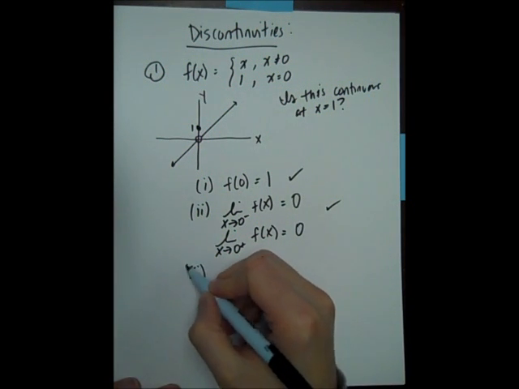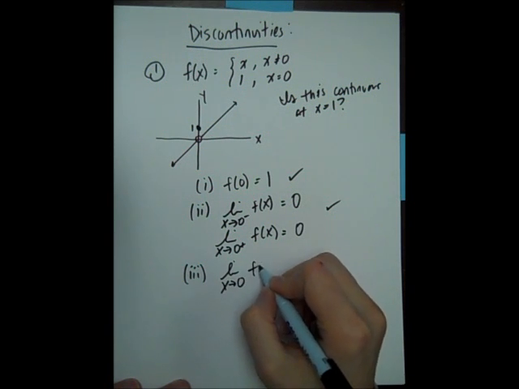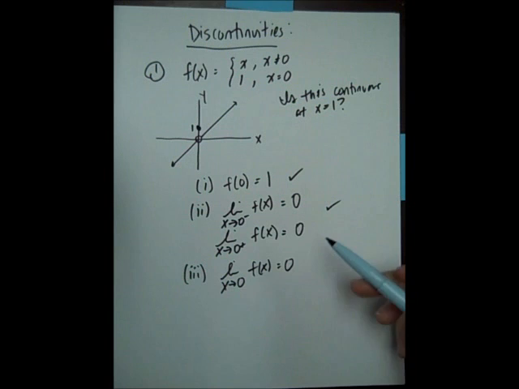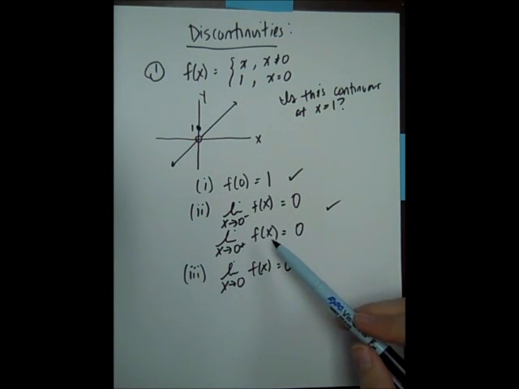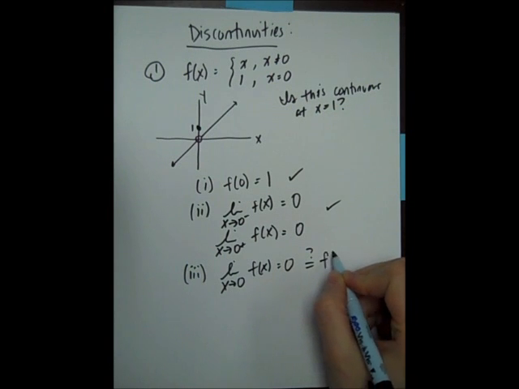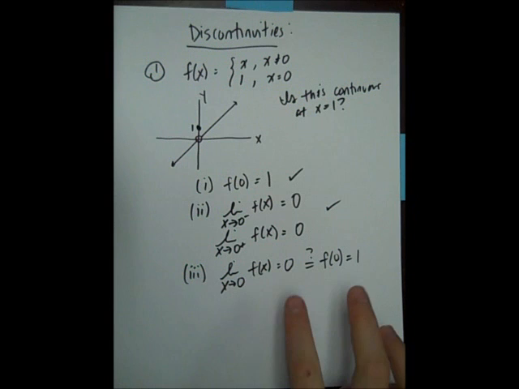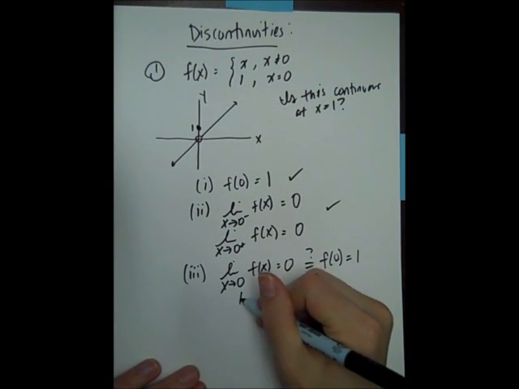But now let's look at number 3. In part B, we found that the limit as x approaches 0 of f of x is 0. Remember, whenever the right-hand and left-hand limits were equal, that was your limit. The question is, is that equal to f of 0? Well, f of 0 was 1. We found that in part 1. Since these two are not the same, this is not satisfied.